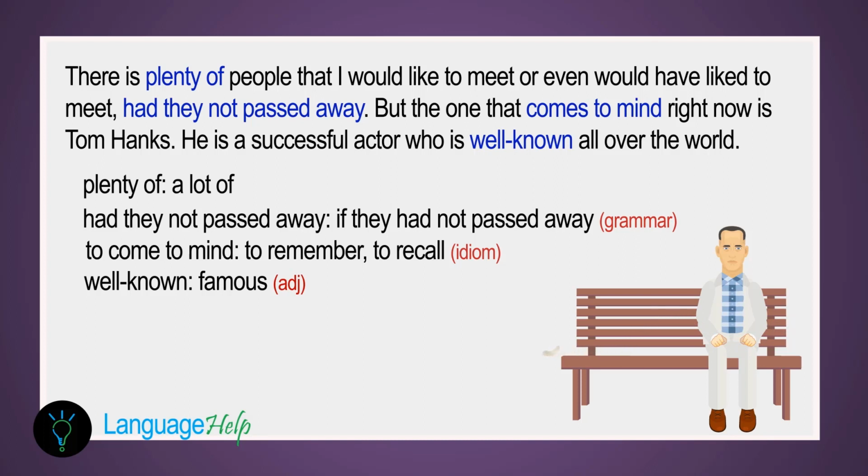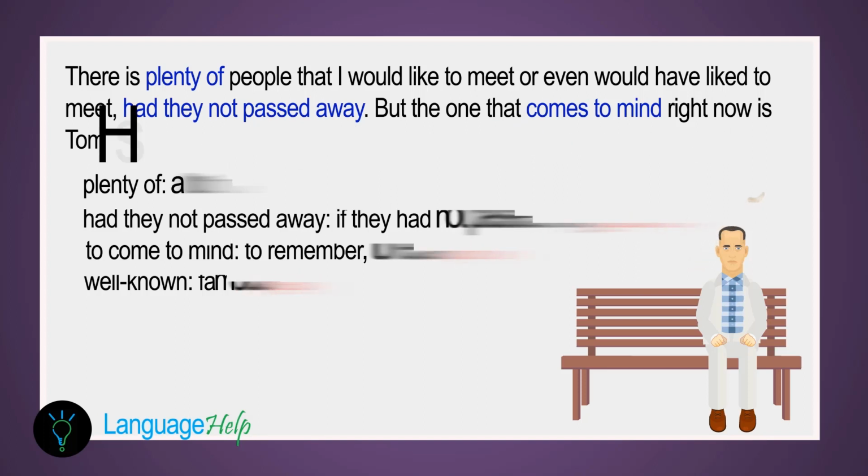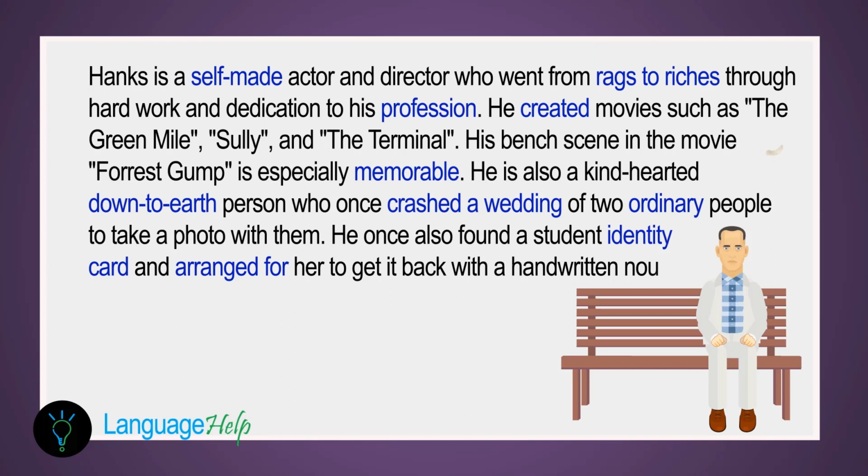Plenty of means a lot. Had they not passed away means if they had not passed away, which is an advanced form of the third conditional if. To come to mind is an idiom that means to remember or to recall. Well known is famous. The next cue is what is he or she famous for?